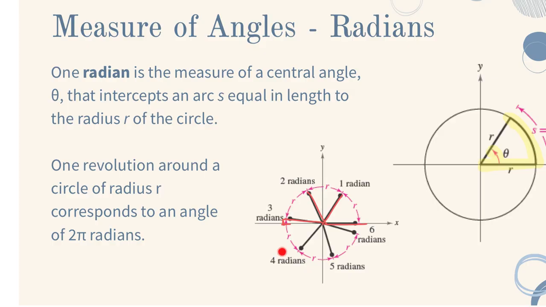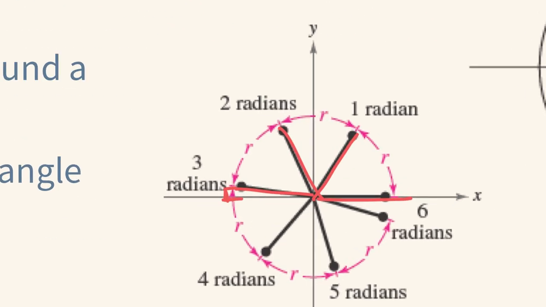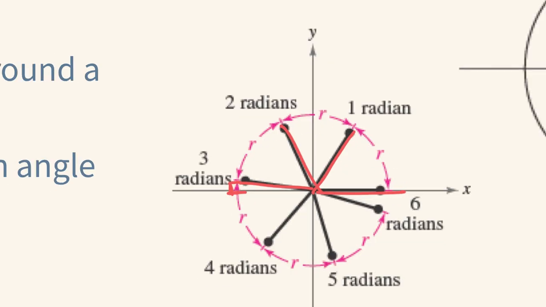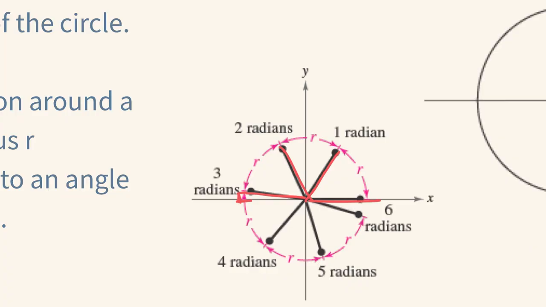Okay, so if I'm looking at it, this right here is 3 radians, and 3.1415 is pi. And if I have a full circle, that gives me 2 pi. This entire circle is 2 pi if I go around once.